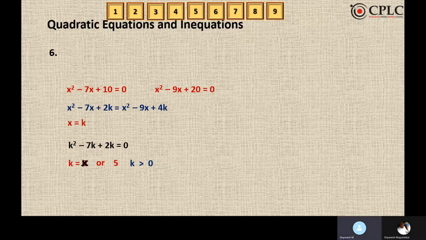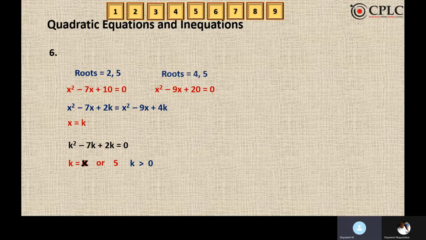And now that we have both the quadratic equations, we can factorize them and get our roots of the equations. So first equation, product is plus 10, sum is plus 7. The two numbers that will satisfy this are plus 2 and plus 5. The second equation, the product is 20 and the sum is plus 9. So the numbers that will satisfy this are plus 4 and plus 5.